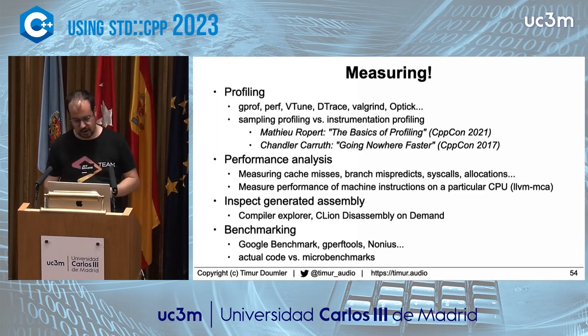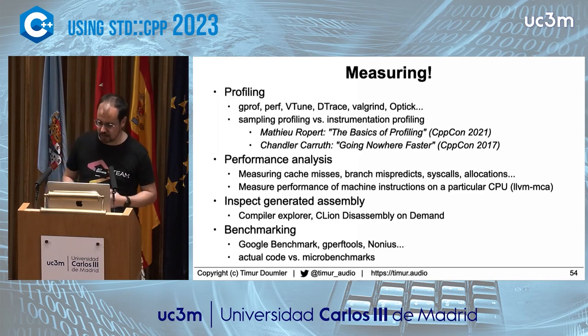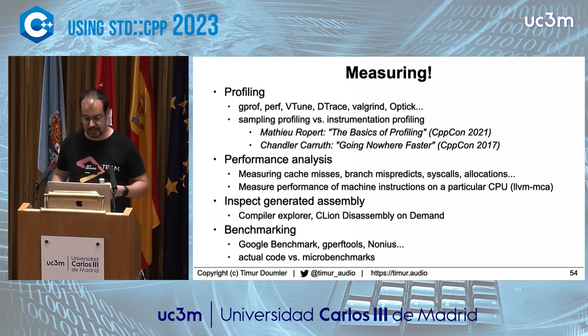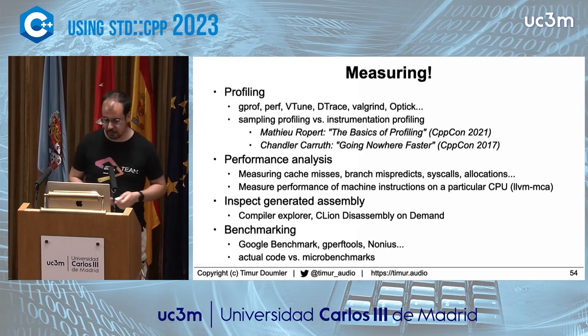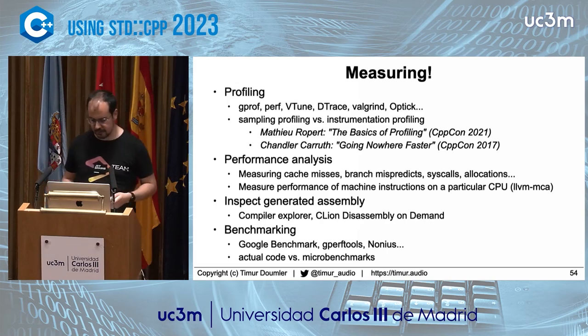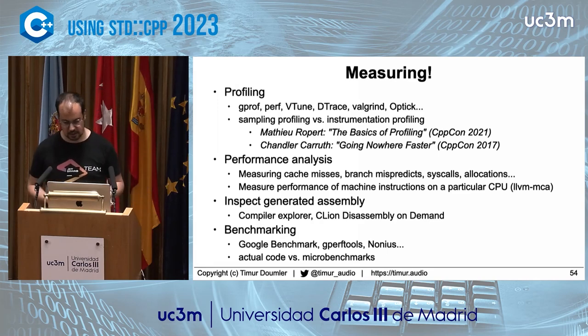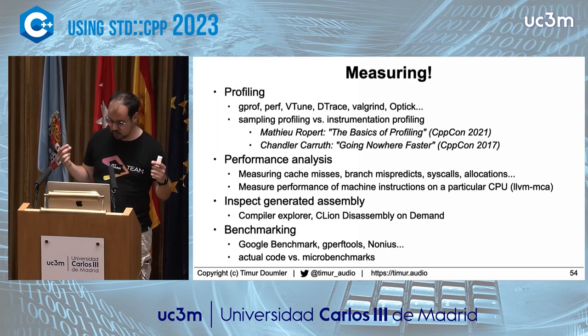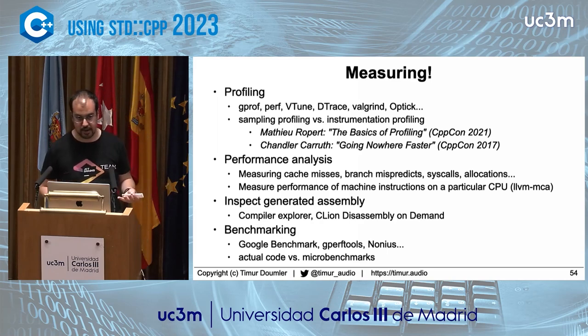Beyond profiling, you have other types of performance analysis. You have tools that can measure things like cache misses or branch mispredicts or how often you call into the operating system or how often you allocate memory. There's a tool, LLVM MCA, which measures performance of particular machine instructions on a particular CPU. You can also look at the assembly that your compiler generated and get information from that too.